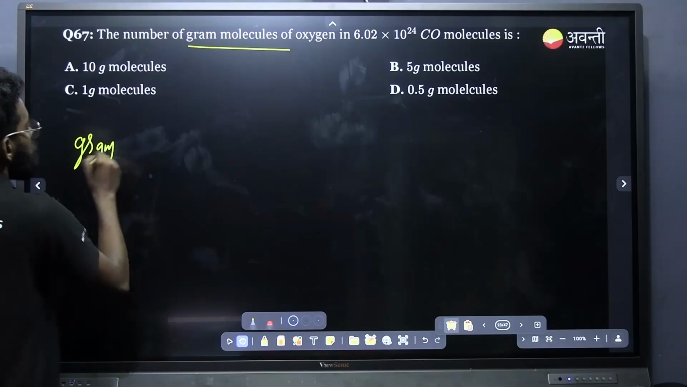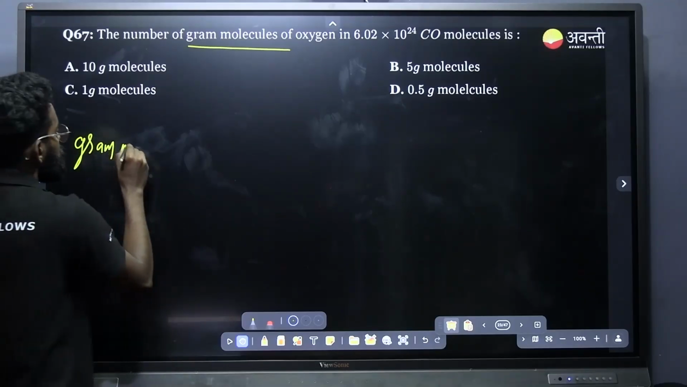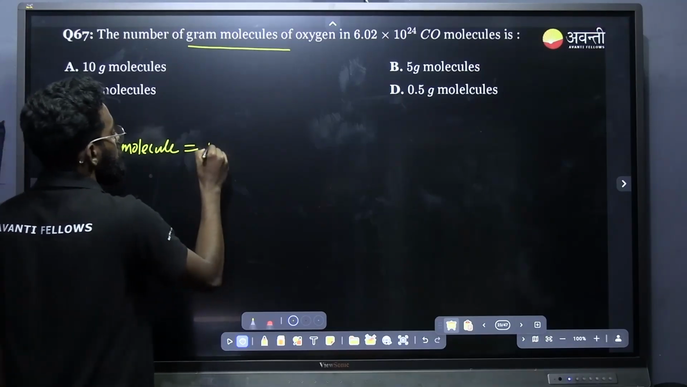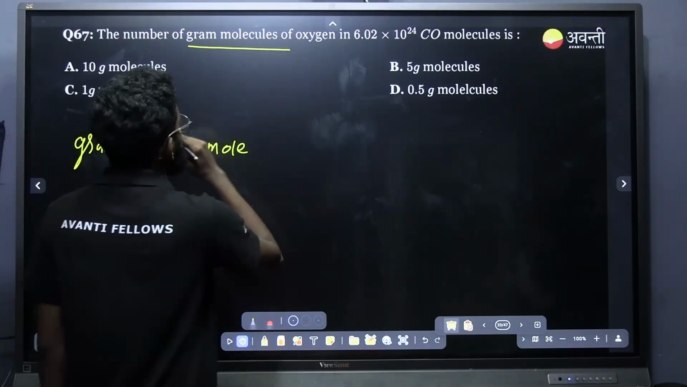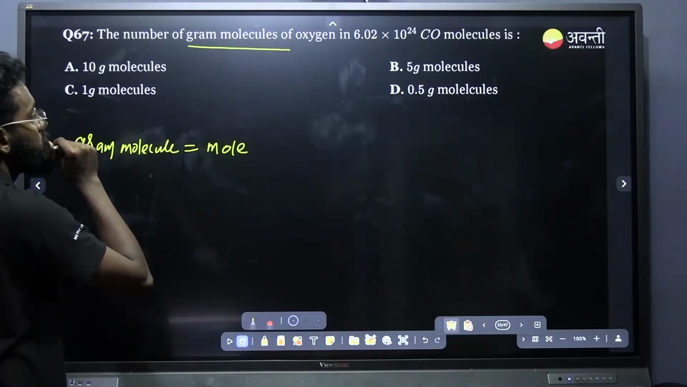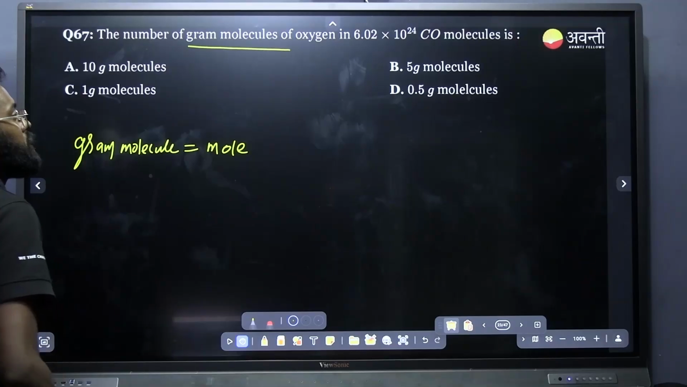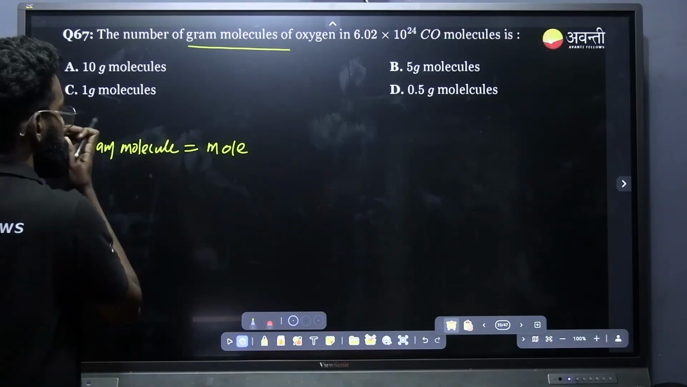So gram molecule is nothing but mole. The question is: the number of moles of oxygen in 6.02 into 10 to the power 24 CO molecules is. That is what the question is. Okay.